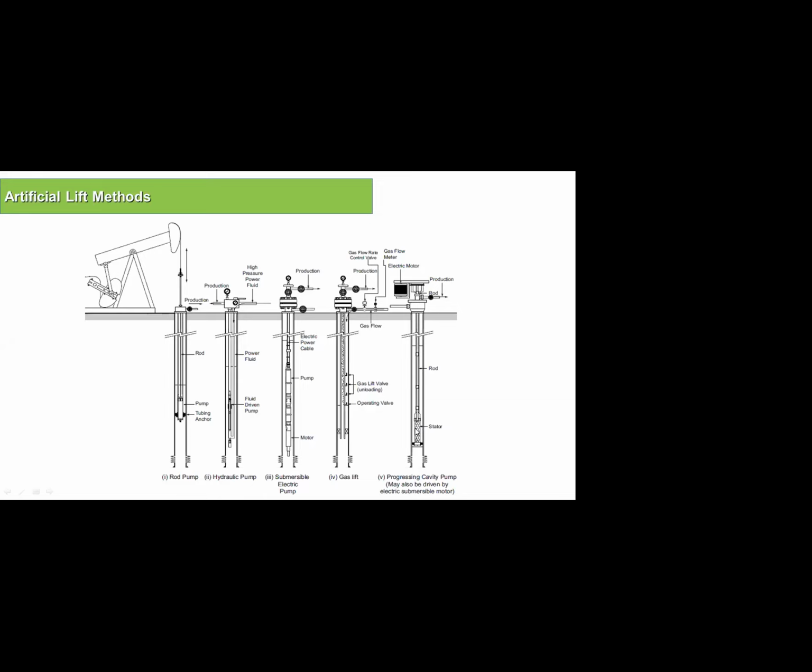The most famous methods you will find are the ESP, the sucker rod, and the gas lift. The PCP is used mostly when we have a high viscous fluid or when we have sand production and when the depths are not very high. So which artificial lift method do I have to use? Is it better to use this method or that method? There are a lot of things that push you towards a certain method rather than another.